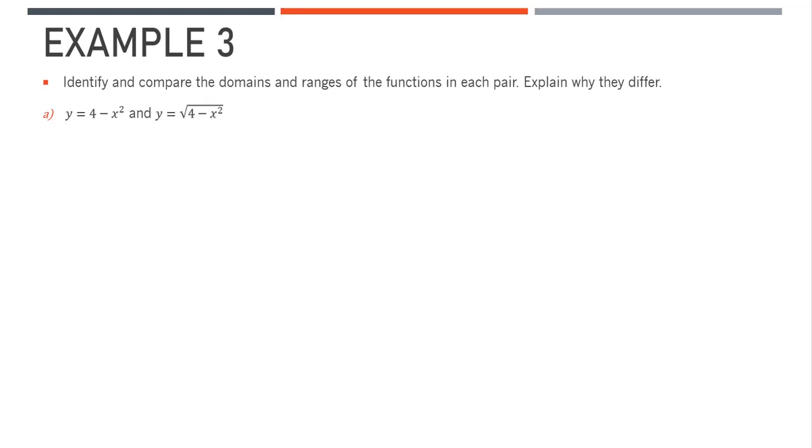All right, let's take another look at some radical functions. So this one wants us to identify and compare the domains and ranges of the functions in each pair and explain why they differ. So let's look at our first equation, y equals 4 minus x squared.